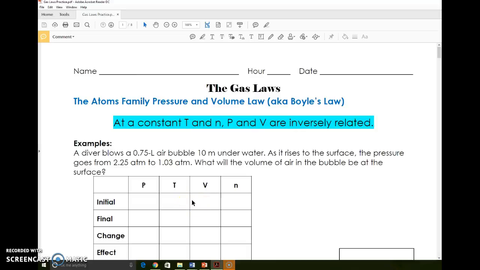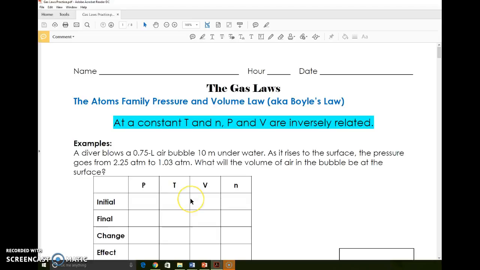In the first part of the Gas Laws lab, we investigated the relationship between pressure and volume of a gas in a sealed container. Our data and observations led us to develop the law: at a constant temperature and number of particles, pressure and volume are inversely related. Pause the video for a moment and record our new law in your notes.